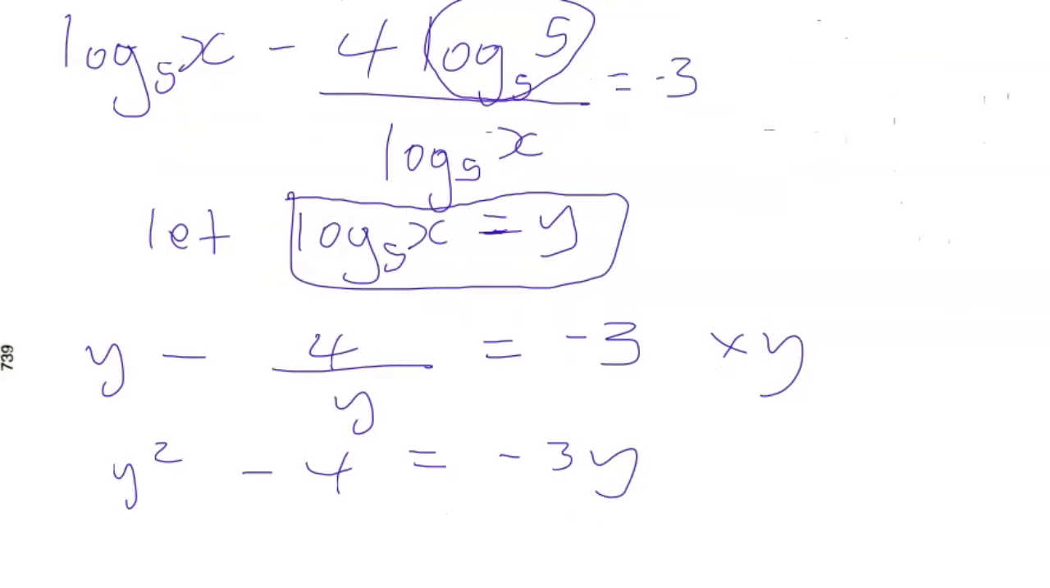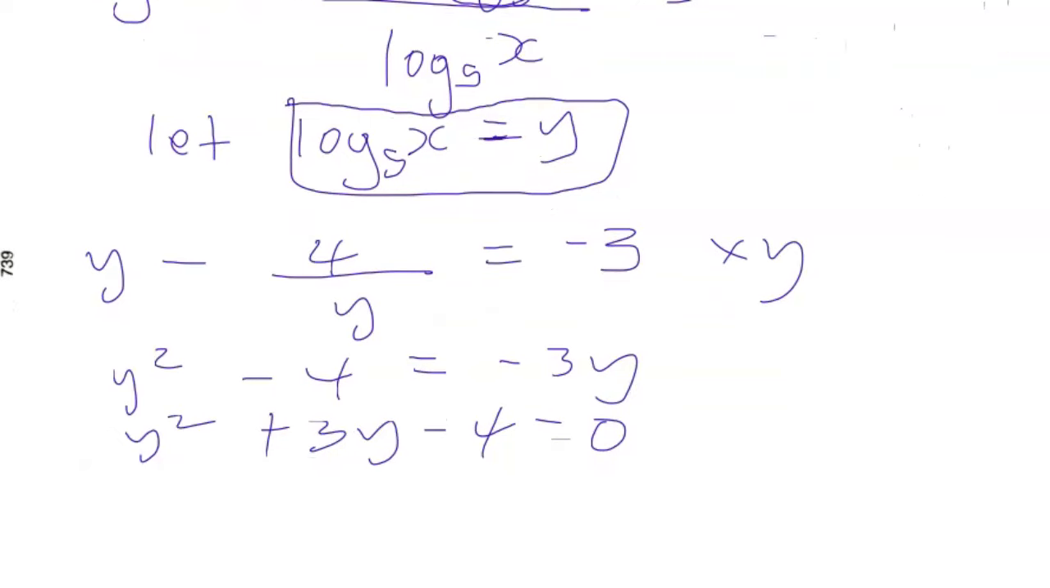So we have a quadratic. We can group: we have y squared, and grouping this negative 3y over here, that's positive 3y, and we have minus 4. So we have a quadratic, and we can solve by the formula, or we can solve by simply factoring. Alright, so basic factorization there.